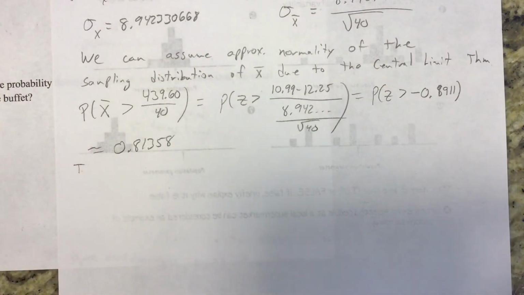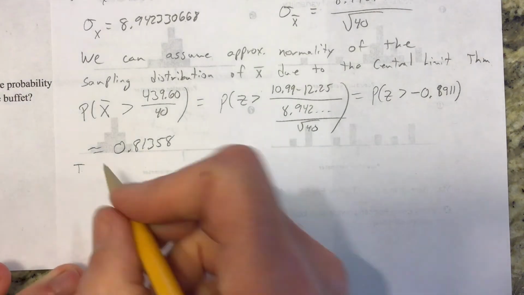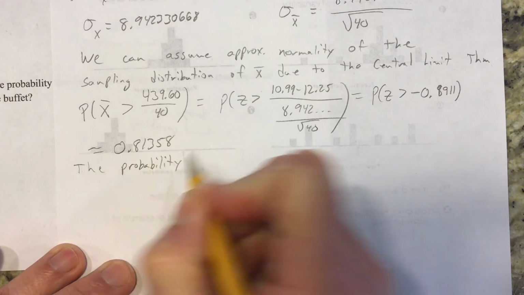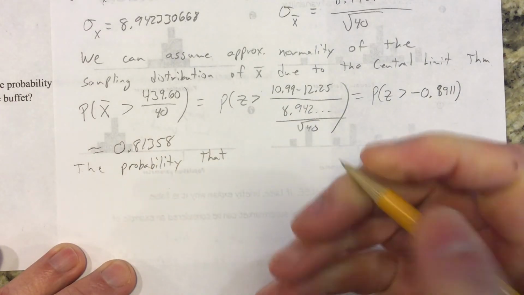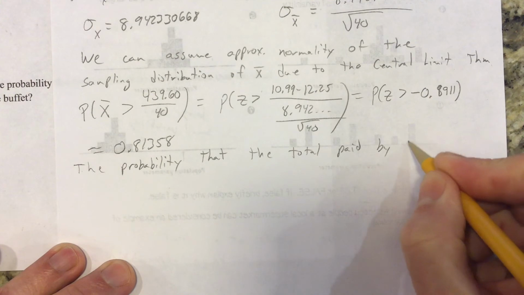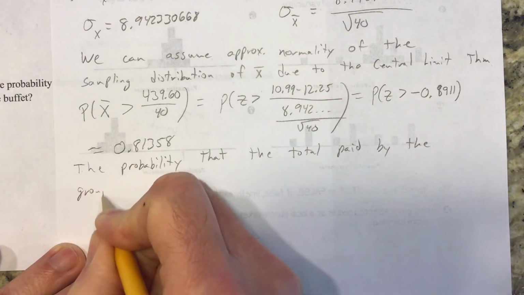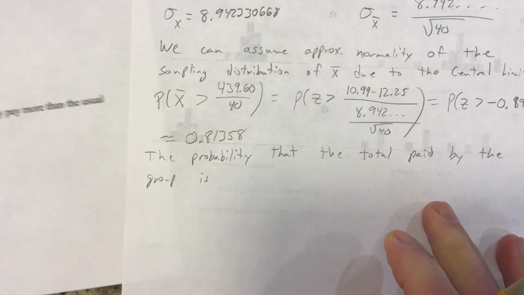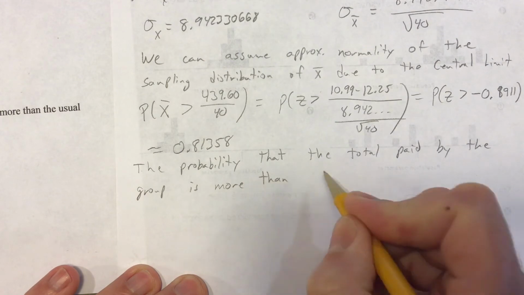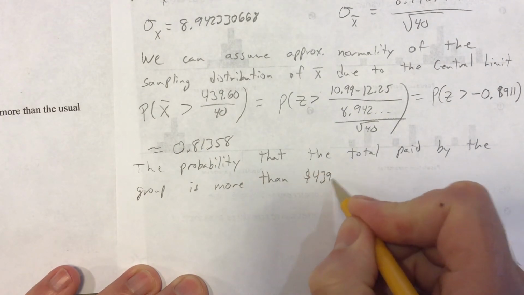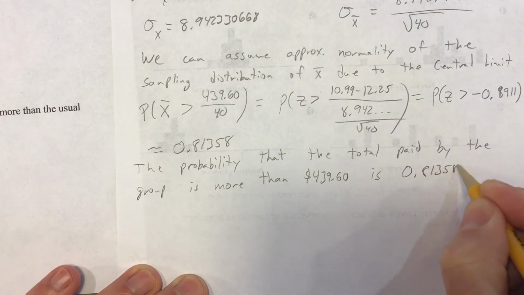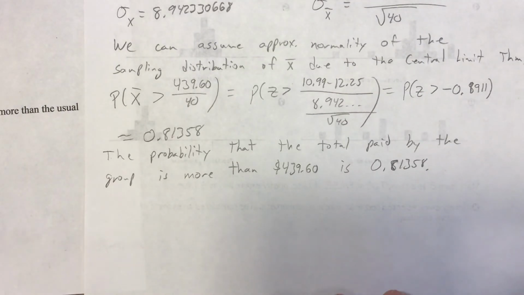All right, for some reason the recording stopped there. Let me pick it up. So the probability that the total paid by the group is more than this. There we go.